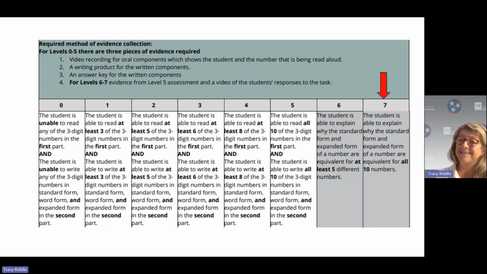In order to score a 7, you must also upload evidence of your level 5 assessment, and they must be able to explain all 10 of the numbers, explaining why the standard form and the expanded form are equivalent.